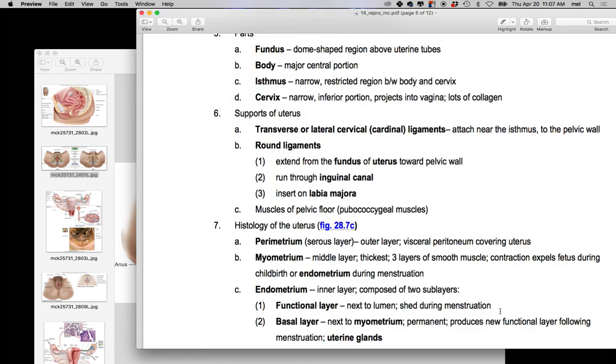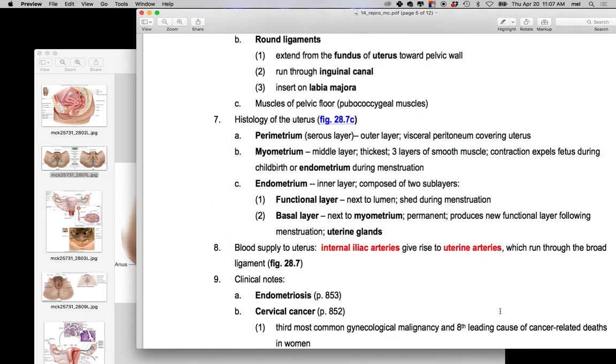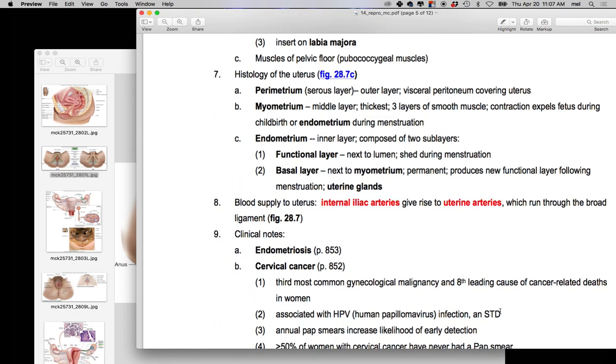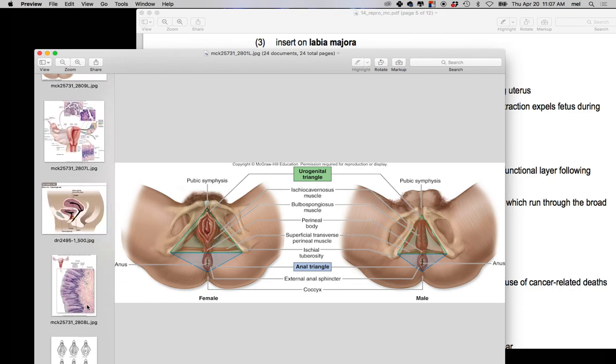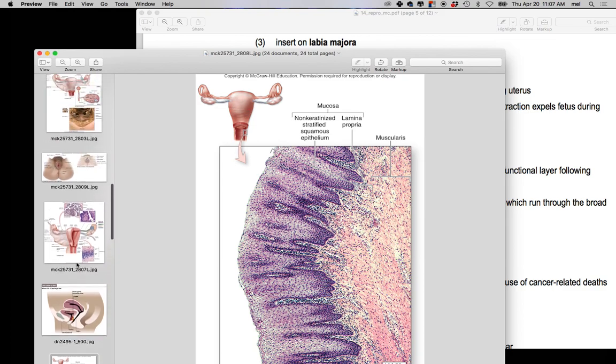All right, so let's cover the histology. We'll stop at the end of the uterus. We'll do the vagina next time. Okay, histology of the uterus. This one's kind of interesting.